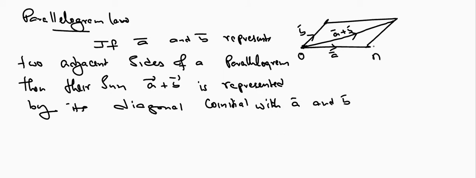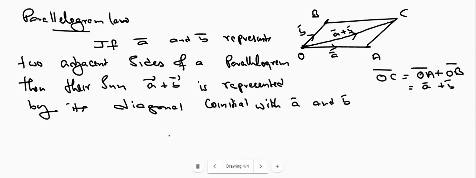If it is OA and OB, then it is OC. OACB is a parallelogram. Here OC vector is equal to OA vector plus OB vector, that is equal to A vector plus B vector. OC vector is the diagonal equal to A vector plus B vector. Okay, clear.